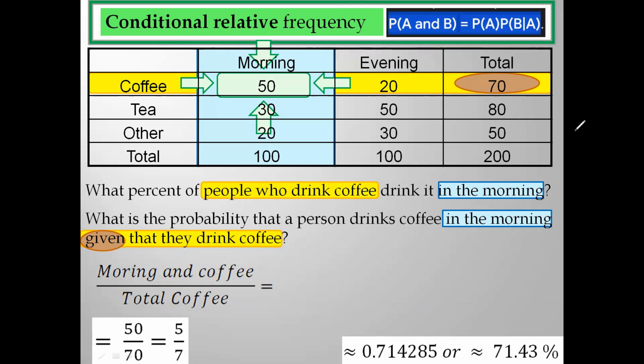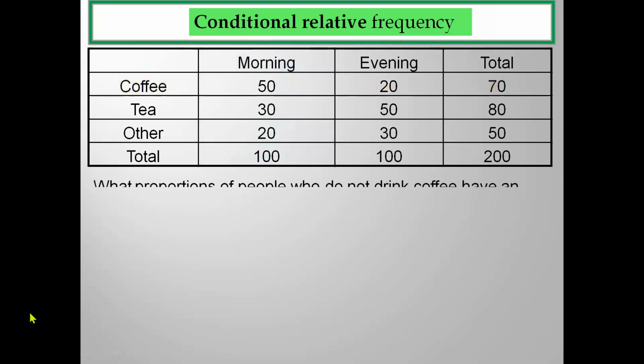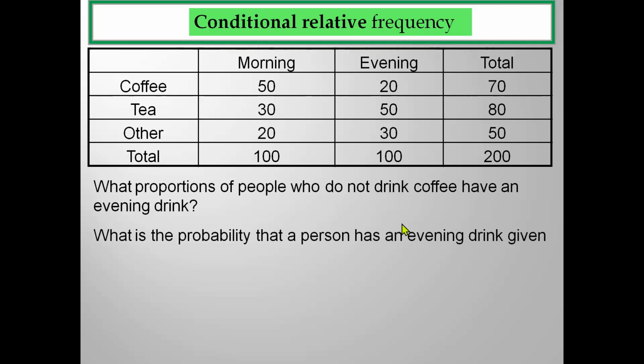Let's do another example on conditional relative frequency. This time, the question asks, what proportion of people who do not drink coffee have an evening drink? The probability version of the same question would be, what is the probability that a person has an evening drink given that they do not drink coffee? When we're looking at the first question here, we are determining the condition, people who do not drink coffee.